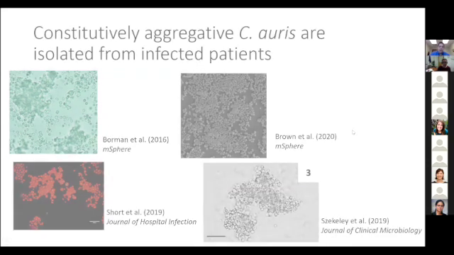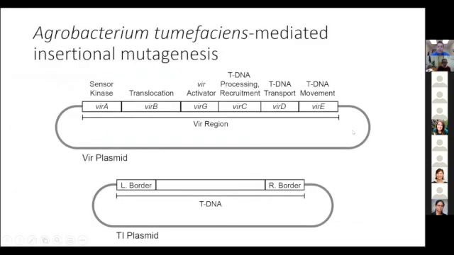We first took a forward genetics approach to answering this question, just an unbiased screen for genes that would result in the development of an aggregating phenotype in a non-aggregating parental strain. At the time we developed this, there was not a great forward genetic system available in Candida auris. So we turned to the plant pathogen Agrobacterium tumefaciens, which has a proven track record in performing insertional mutagenesis in fungal species.